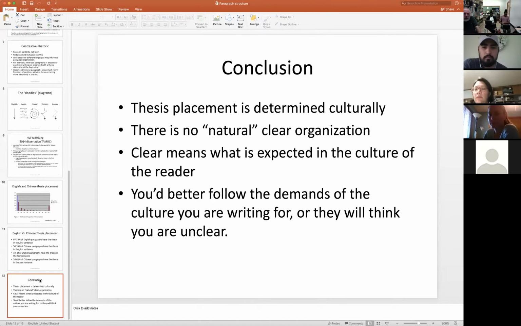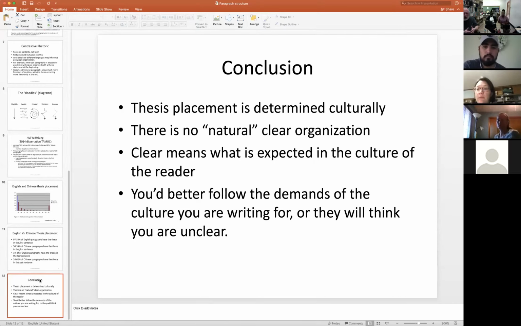Because what it means is that there is no natural, clear organization of the information, okay? That is, the English organization is just as arbitrary as the Chinese organization, or the Italian organization, or the Swedish organization, okay? So in other words, there is no language of logic that tells you how to organize the information. The way you organize the information in language is arbitrary.